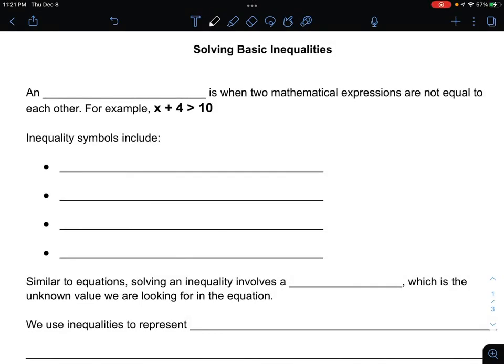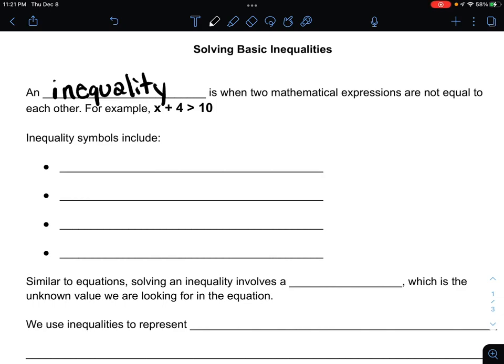Welcome back to this video walking through solving basic inequalities. So an inequality is when two mathematical expressions are not equal to each other. For example, I have x plus 4 is greater than 10. It's an example of an inequality.